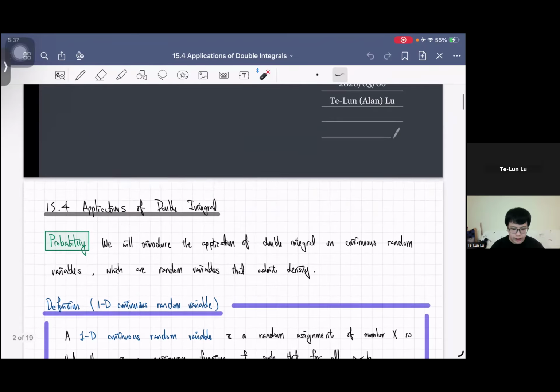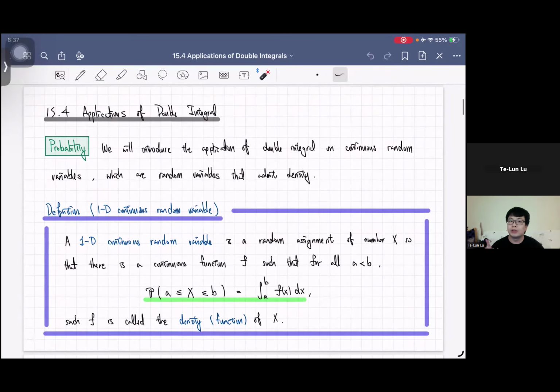So I want to mention that in the textbook, there's two major topics in this application of double integral section. One is about probability, and one is about physics, where the physics part is mostly about the center of mass and inertia, some physical concept. However, it actually takes a lot of time to introduce the physics part. So I think I will just omit that part and focus on the probability application.